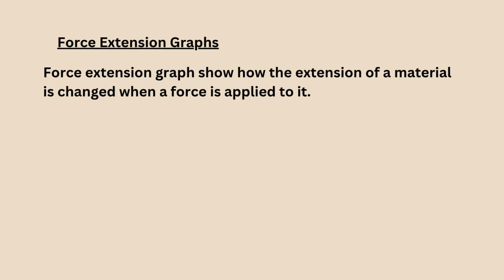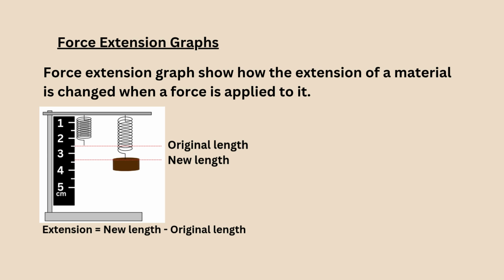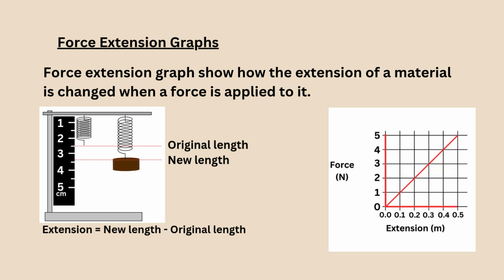A force extension graph shows how the extension of a material is changed when a force is applied to it. So as we can see in the example here, when the weight is placed onto the spring, the spring is stretched. So the extension of the material increases. The extension is the difference between the new length, when the weight is added, and the original length, when the weight is not present. And then we can plot this as a force extension graph shown on the right.